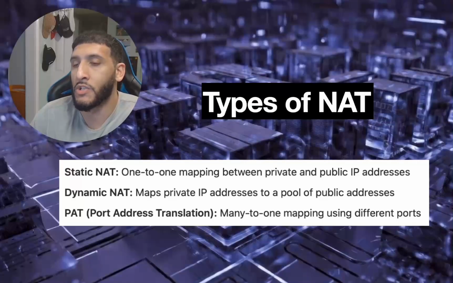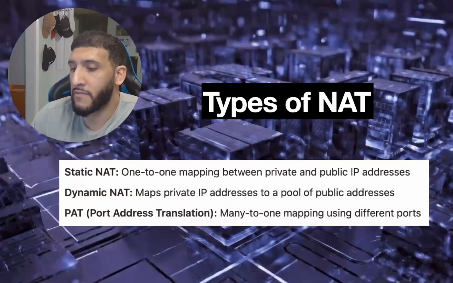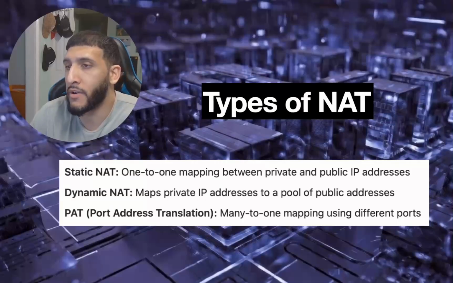You have static NAT, which is a one-to-one mapping between a public and a private IP address. You have dynamic, which kind of does the opposite. It maps private IPs to a pool of public IPs. Not sure why you would want to do that. And then you have PAT, which is a many-to-one mapping, and it does it over different ports. So instead of explaining further, I'm going to show you in Packet Tracer how to configure these.